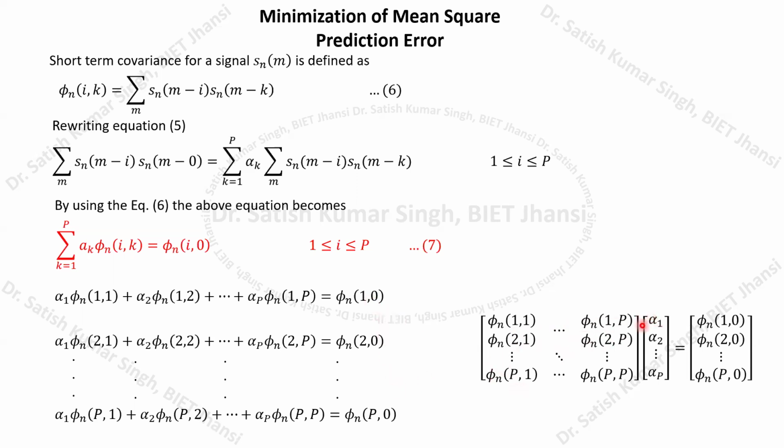And here we are going to get the column vector of all our predictor coefficients alpha 1, alpha 2 up to alpha p. And again, we have the covariance values phi n (1,0), (2,0) up to (p,0). So now you can see, with this matrix equation, we can get the values of all the predictor coefficients from alpha 1 to alpha p. And all these alpha values are calculated in the form of covariance. And you see all these covariances depend only on speech sequences, right?